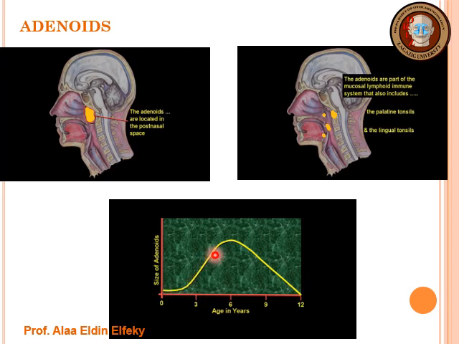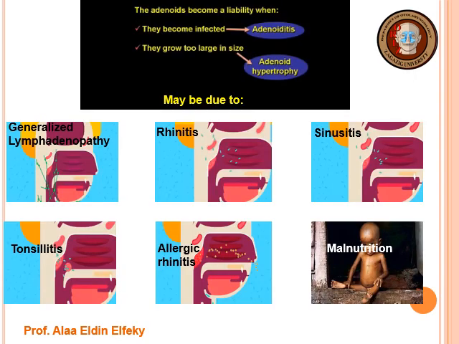The nasopharyngeal tonsil increases in size physiologically gradually until it reaches its biggest size at 6 years of life, and then gradually decreases in size to disappear at about 12 years of life. The nasopharyngeal tonsils become infected to cause adenoiditis, or increase in size to cause adenoid hypertrophy. So we can say adenoids if infected or if increased in size.